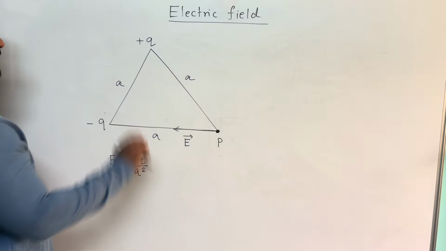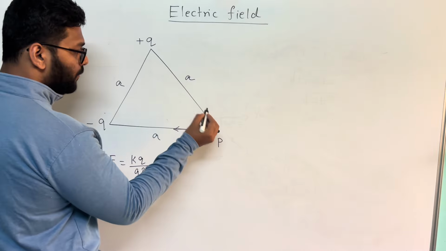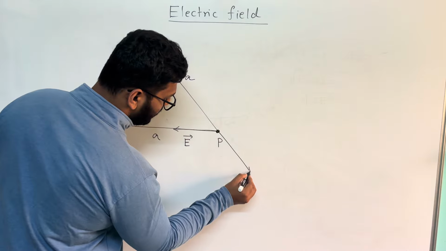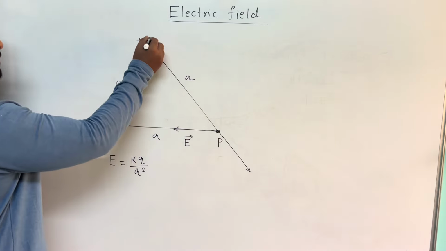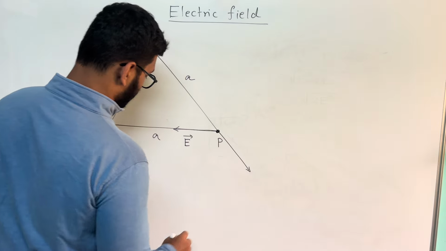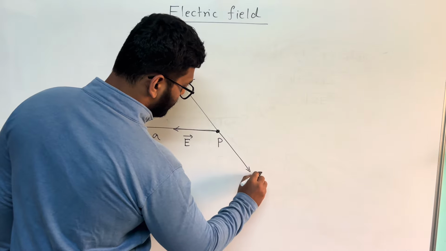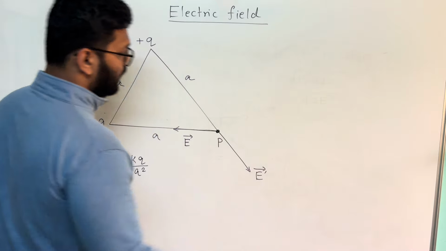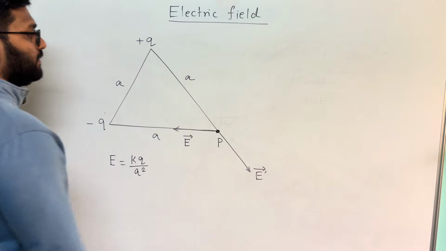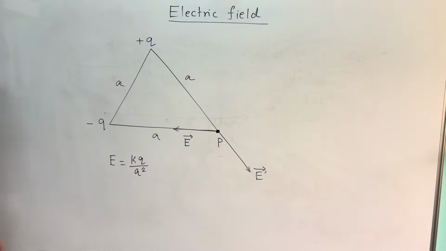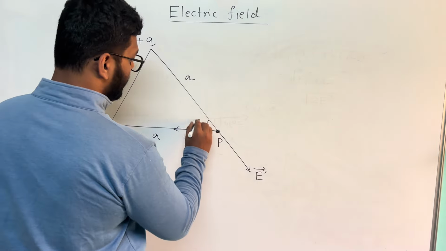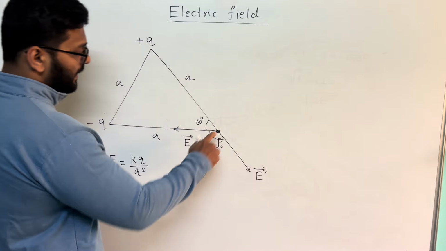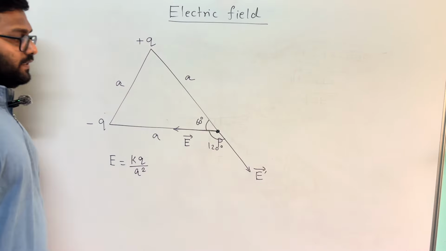Now this plus q will have the electric field not in this direction but rather in this direction, right? And now the magnitude will be kq by a square, which is the same. So here the magnitude will be the same, E. But this is a different vector, so I will write E dash vector, but the magnitude of both of them is the same, right? Now since this is an equilateral triangle, this angle is 60 degree, so this angle will be 120 degree. So the angle between these two vectors is 120 degree.